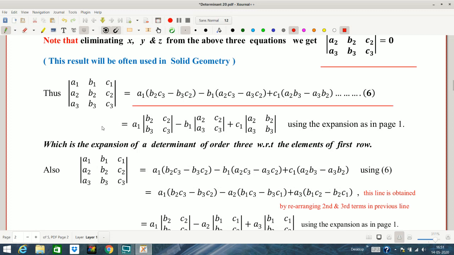Then minus b1 into omit first row and second column, because b1 appears in first row, second column. What remains? a2 c2, a3 c3. Similarly, c1 into the determinant written, omitting first row and third column. And this is the expansion of a determinant of order 3 with respect to elements of first row.